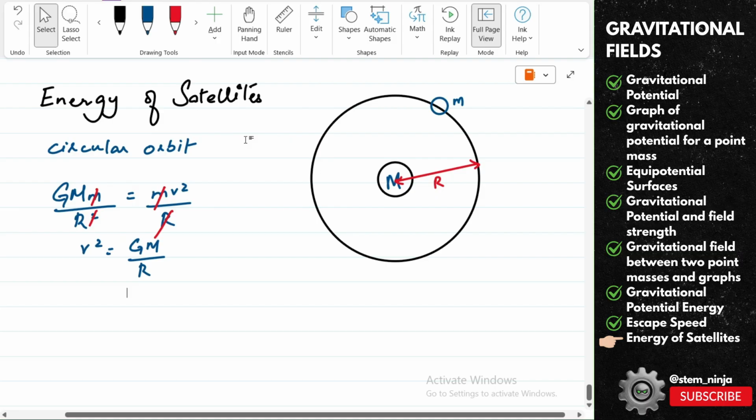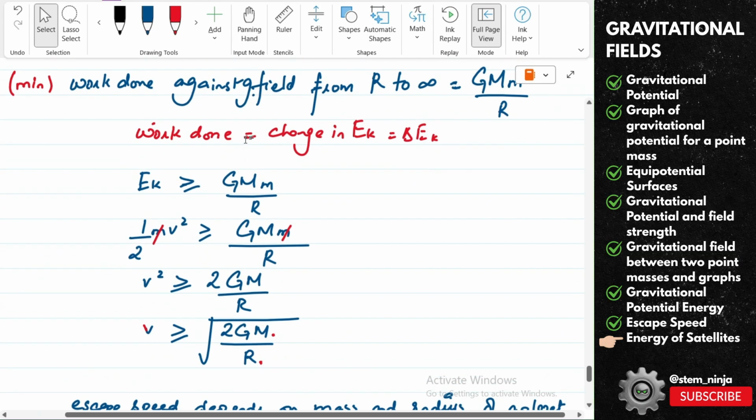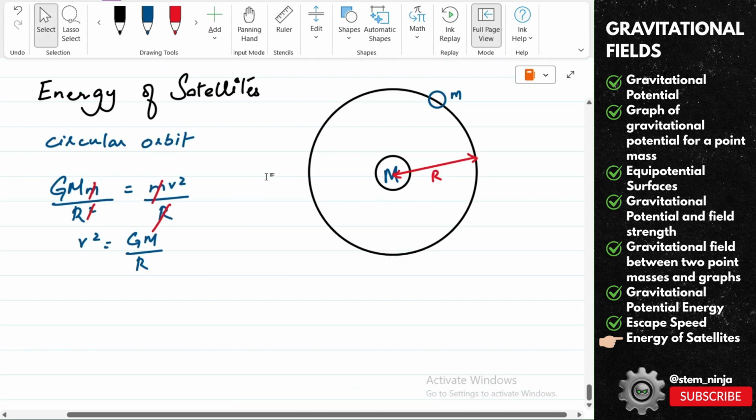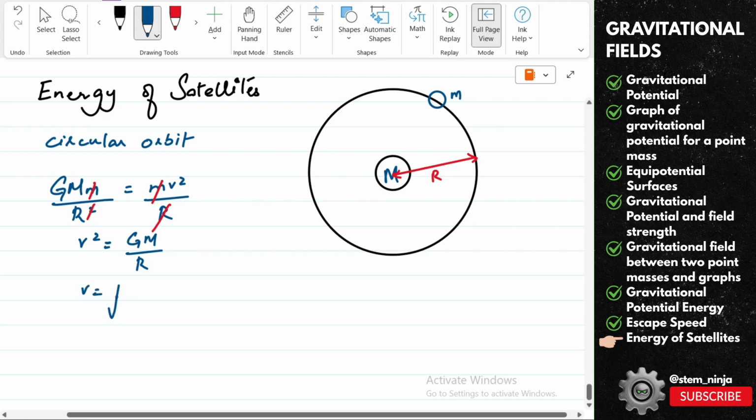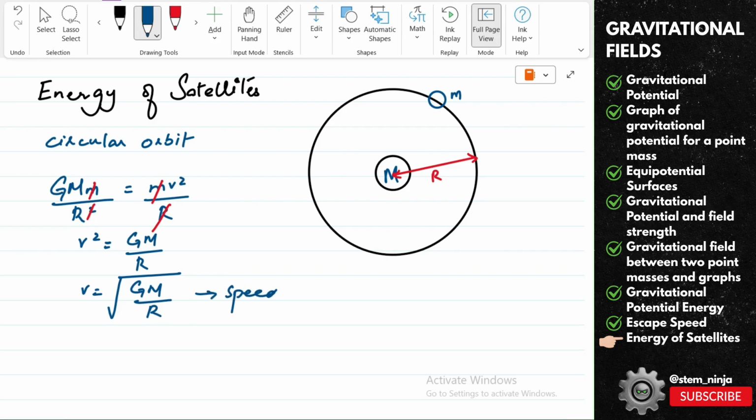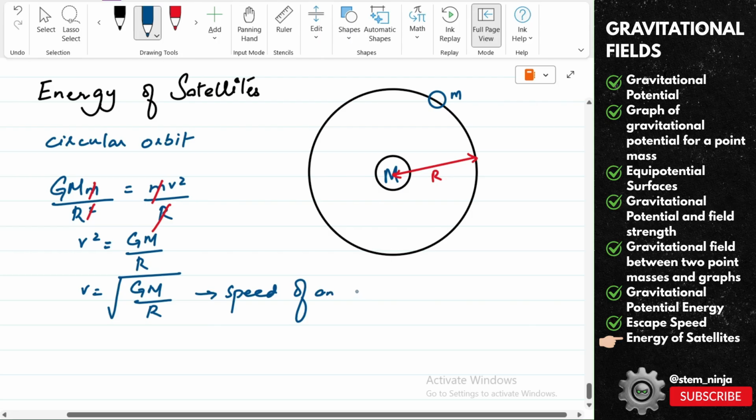Now see the distinction. Your v squared greater than 2GM over r is the escape speed from the surface to infinity. But this is the orbital speed for an orbiting body. So when you do this, it becomes GM over r. This is the speed that is required for an orbiting body or satellite.